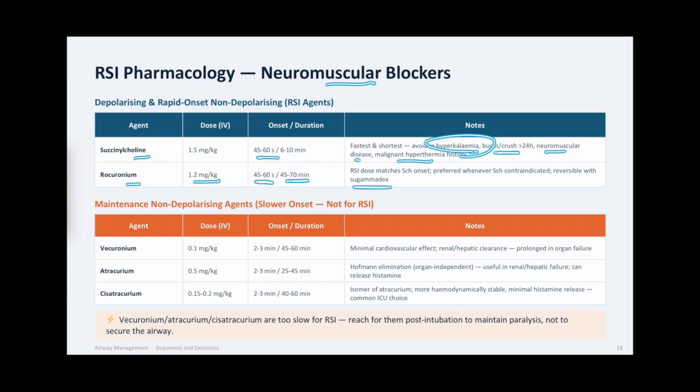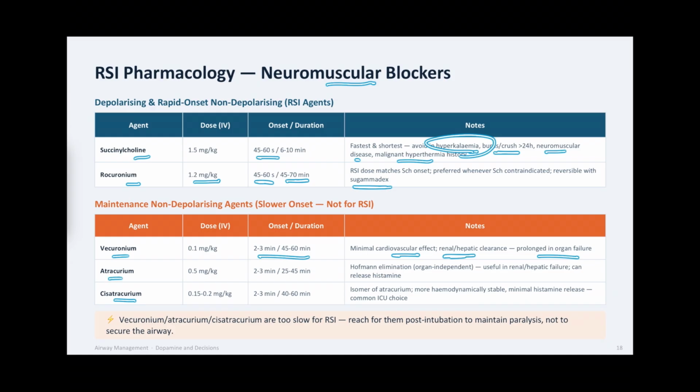After successful intubation, you will often use longer acting neuromuscular blockers such as vecuronium or cisatracurium for the ongoing paralysis. Vecuronium is a longer acting neuromuscular blocking agent. It has minimal cardiovascular effects. Its clearance is through the renal or the hepatic route. That is the reason why its action is prolonged in case of organ failure.